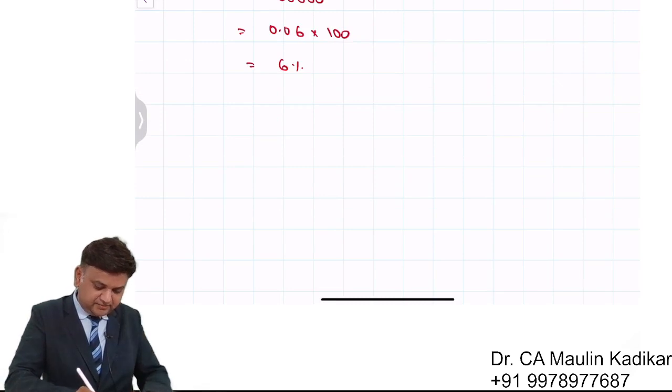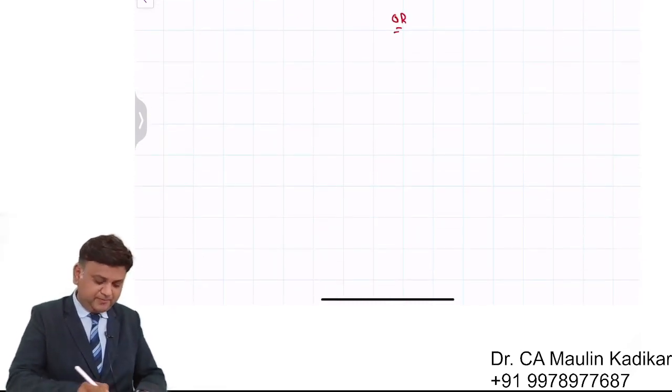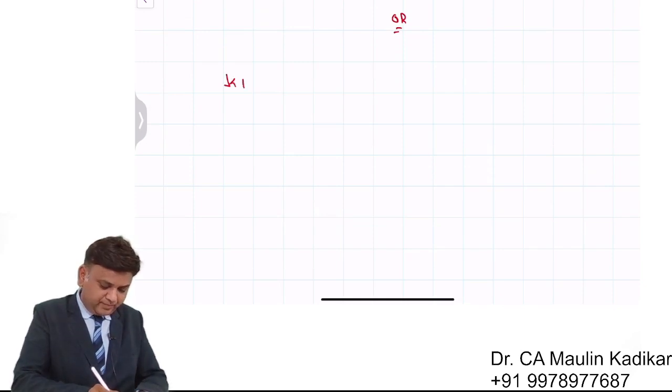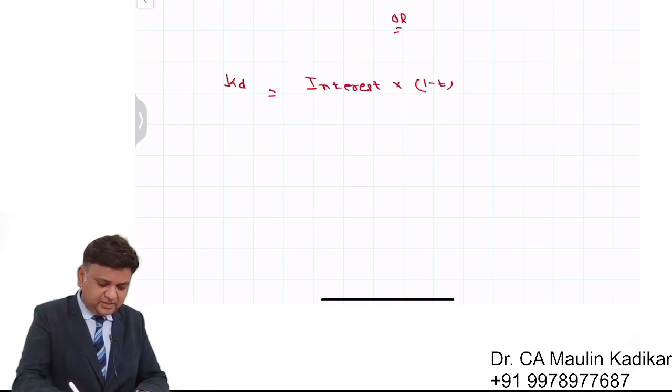Or otherwise, you can compute the answer in this way. KD, that is cost of debt financing, is interest into 1 minus tax rate divided by amount.